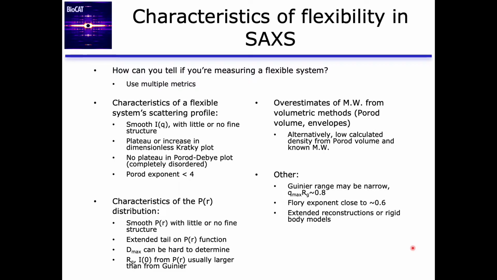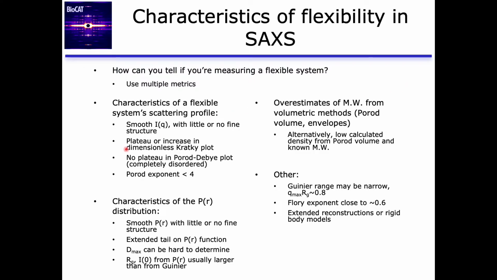So the first question we really need to be able to answer when we're thinking about flexibility in SAXS is: is my system flexible? Before you can proceed with any of the kind of fun advanced analysis, you need to be able to tell if you're measuring a flexible system. And the way to do this is using multiple different metrics from the SAXS experiment. And this is because any individual point that I'm going to go over here could be caused by either flexibility or something else, as I'll tell you in a few slides.